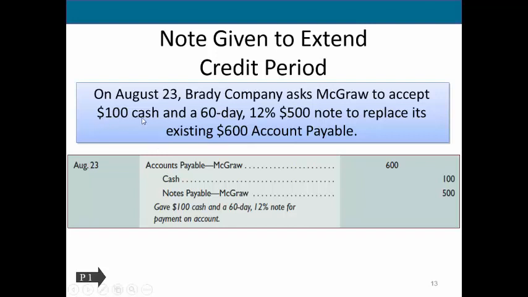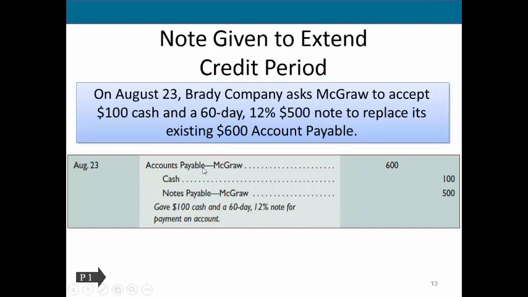Will we take $100 of cash, and in return, we will put together a formal note payable saying that we still owe you $500. We're going to make it formal. We're going to put a contract with it because remember, an account payable typically doesn't have a contract. It's not as formal. Not only are we going to sign and say that we do owe you this $500, but we're also going to pay you 12% interest for these additional 60 days. So let's see how we record this.